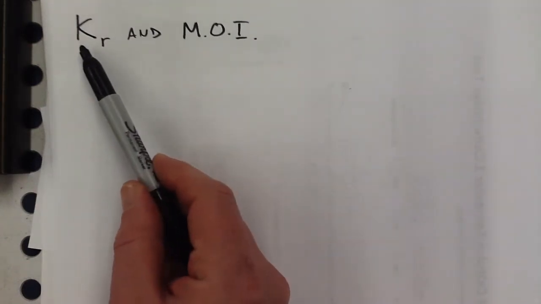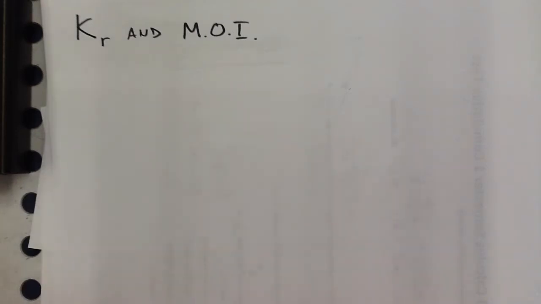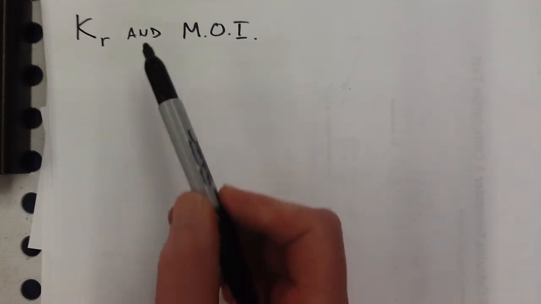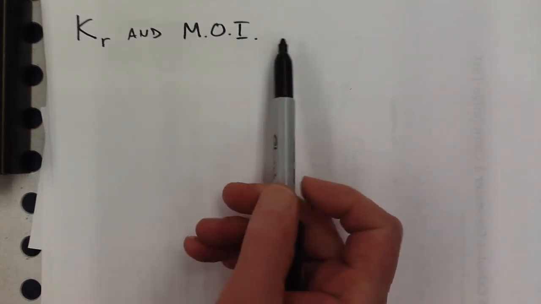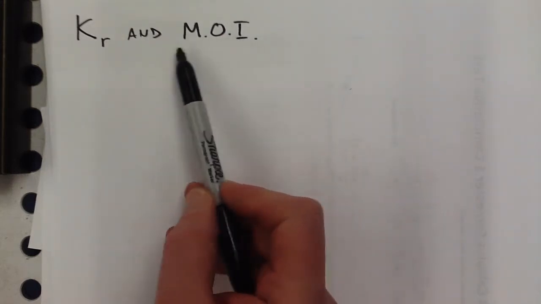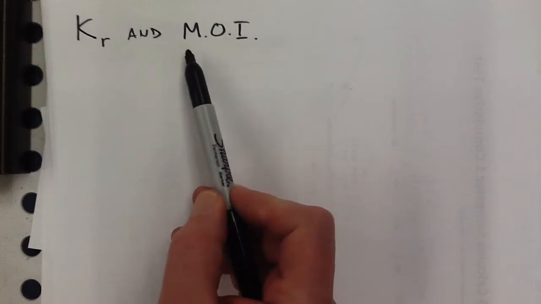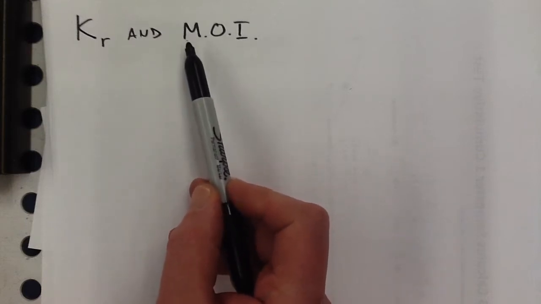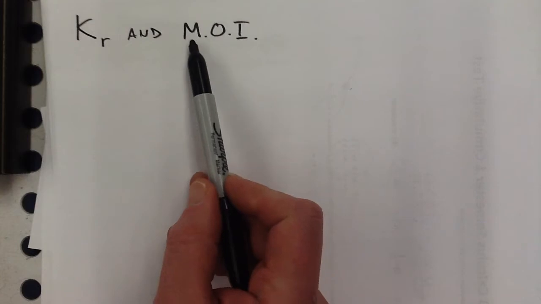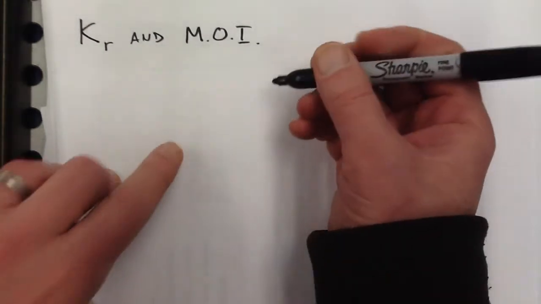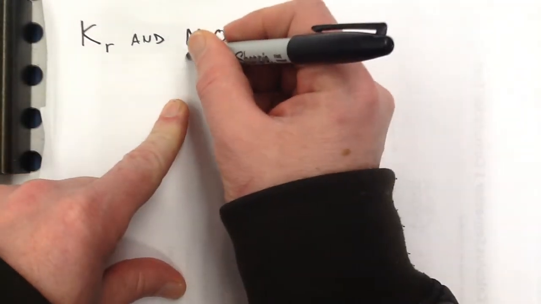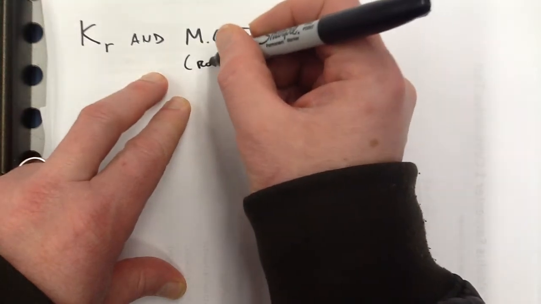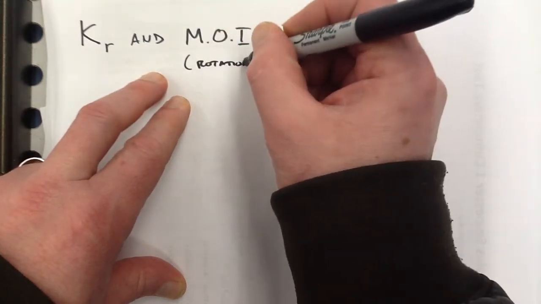Hey, I'm going to do some notes for you about this. KR is the rotational variety of kinetic energy, and moi, which means me in French. No, just kidding. It's not really that. This is an initialism. Just say this M.O.I. This is the moment of inertia, also known as rotational inertia. It's called both those things.